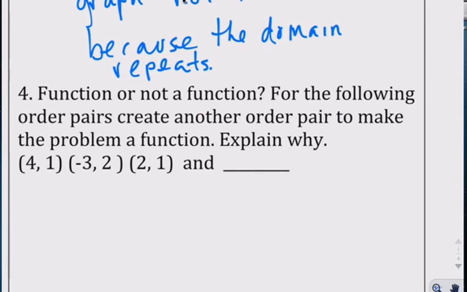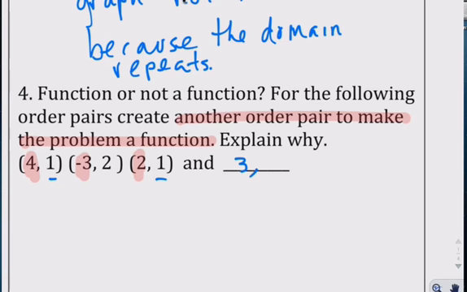Function or not a function. For the following ordered pair, create another ordered pair to make the problem a function. So you want any ordered pair to make it a function. Okay, that means you can guess any number you like, just do not make the domain repeat. The domain cannot be 4, 3, or -3.